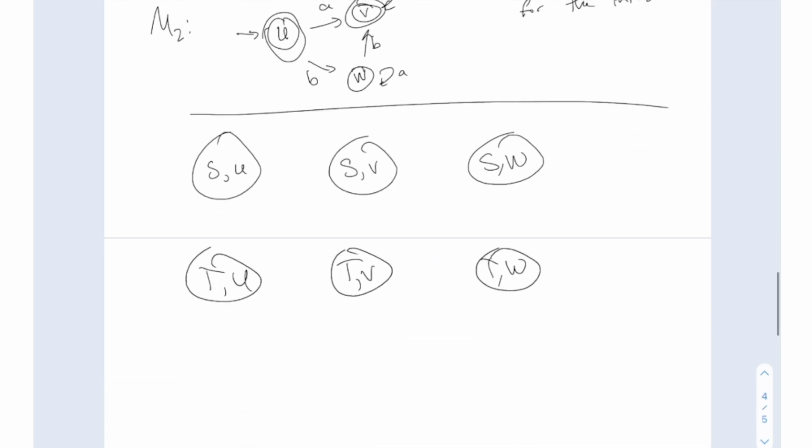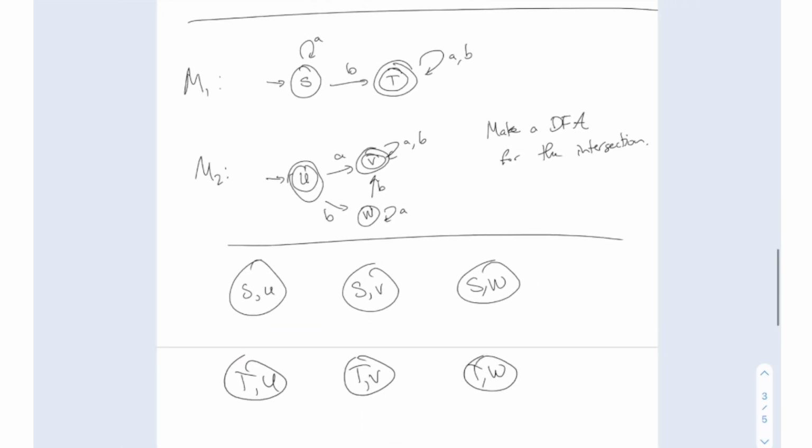And let's draw the arrows, and then I'll just draw the first arrows from SU, okay? We need an A and a B, because my alphabet in this case is A's and B's. Where does the A go from SU? You look up here, where does the A go from S? It goes back to S. And where does the A go from U? It goes to V. So SU goes to SV with the A. And then where does the B go from SU? Again, you look up top. From S, the B goes to T. From U, the B goes to W. So SU goes to TW with a B, like that.